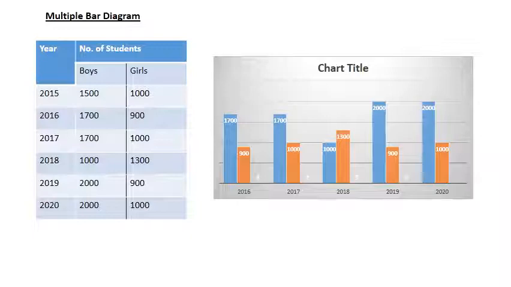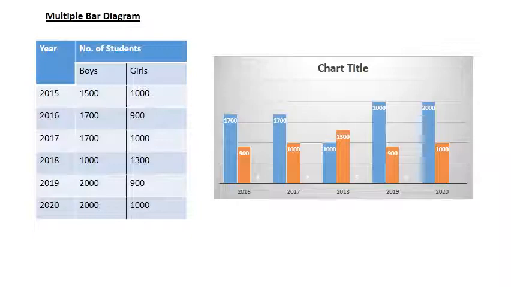So in 2015 boys, 2016 it is 1700 and 900, 2017 it is 1700 and 1000, and in 2018 here boys are 1000 and girls 1300. You can see blue, when we talk about blue, it is the number of boys, and you can see the number of girls as well.